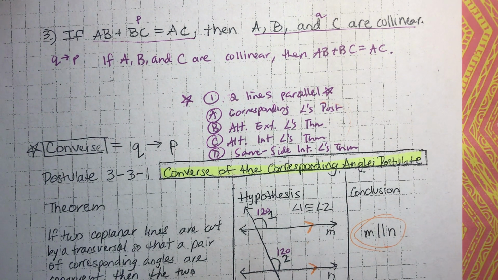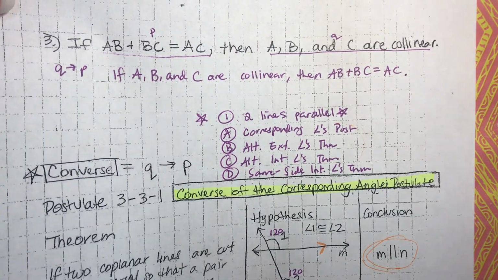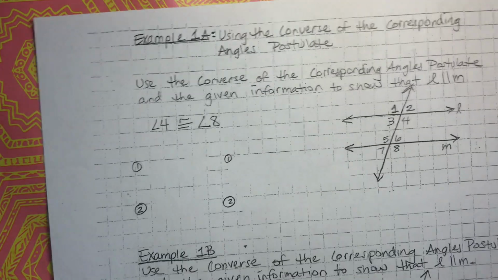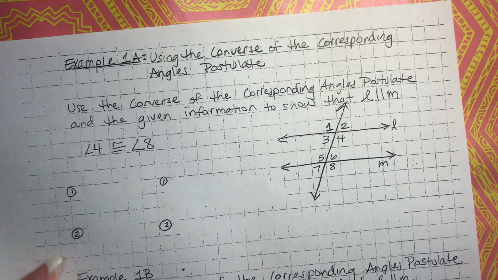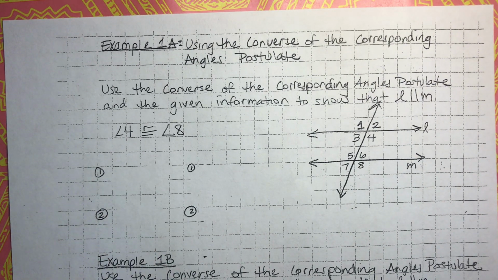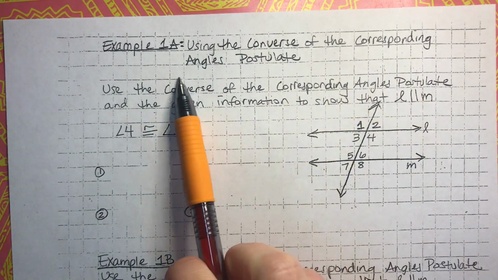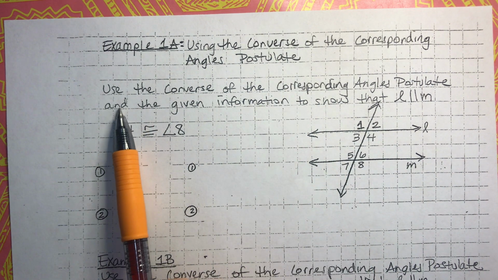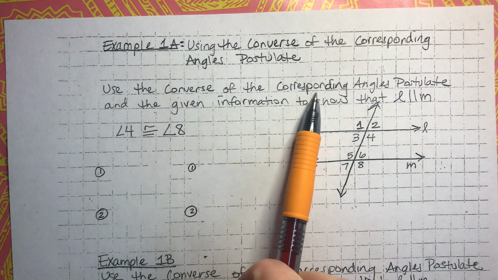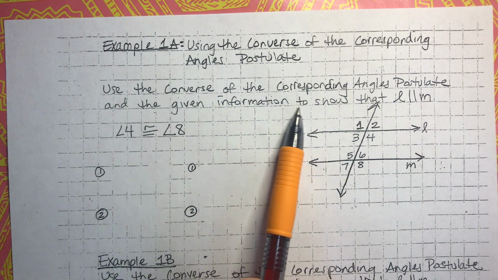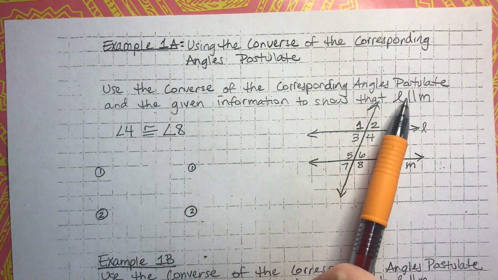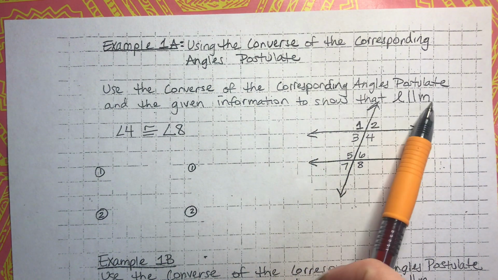So let's go ahead and look at some examples. Let's start with example 1. Example 1 says, use the converse of the corresponding angles postulate and the given information to show that L is parallel to M. So we're trying to prove that.